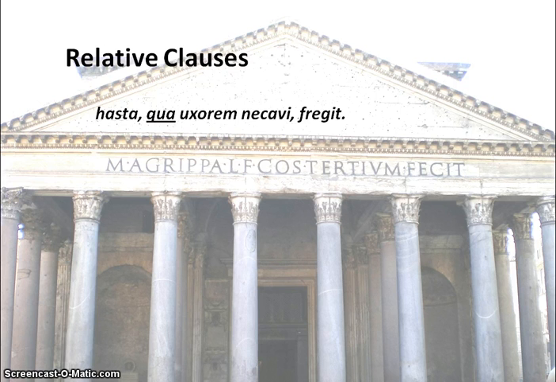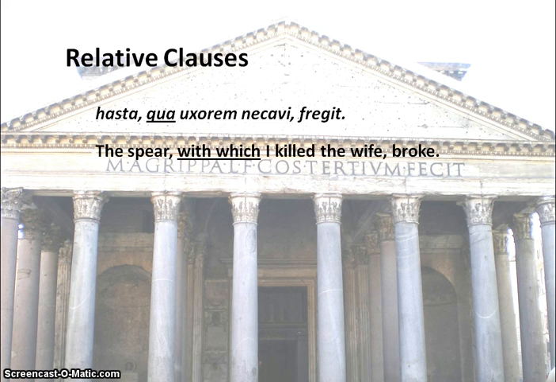So for example, if we have a look at this example, we've got hasta qua uxorem necavi fregit. So the spear with which I killed the wife broke. So the main part of the sentence is the spear broke, hasta fregit. But which spear is it? The relative clause tells us a little bit of extra information about the spear, and it's the one with which I killed the wife. So here, hasta is feminine and singular, qua is feminine and singular, but hasta is nominative, whereas qua, because it's the thing with which I killed the wife, goes into the ablative.